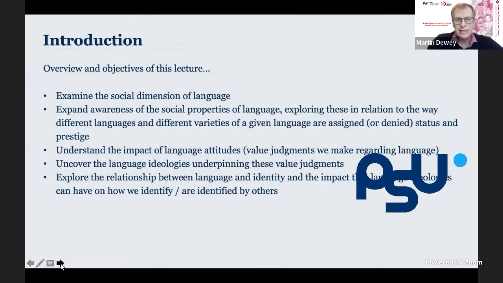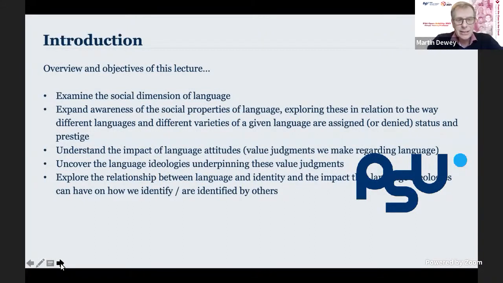be given status and prestige or denied status and prestige. So there are certain languages that have more status than others. English, of course, is a language that has a lot of status globally. Okay, but not all varieties of English have the same kind of status.